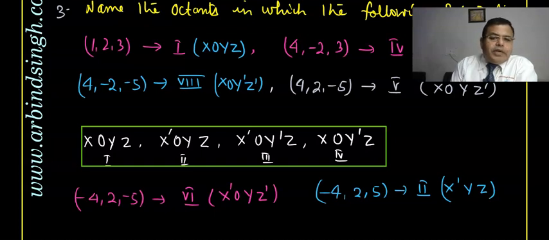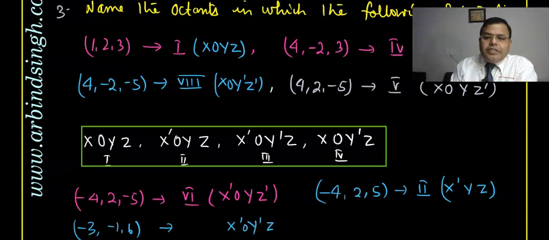Similarly, one more point is minus 3, minus 1 and 6. This is nothing else but x dash, o, y dash and z. That is the third quadrant. So clearly it is the third quadrant. I hope you got it.